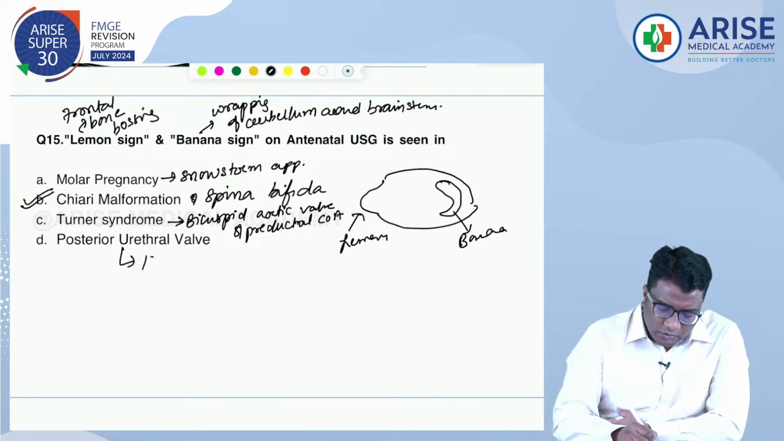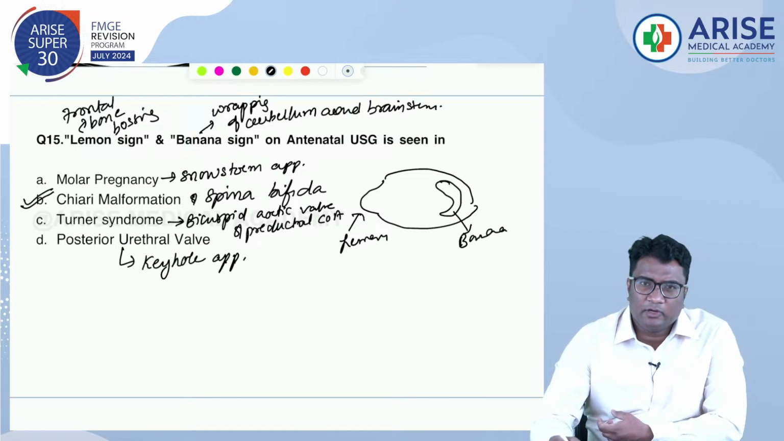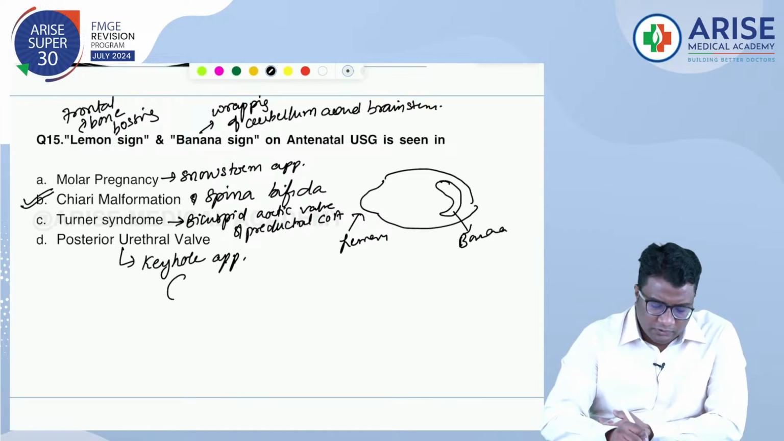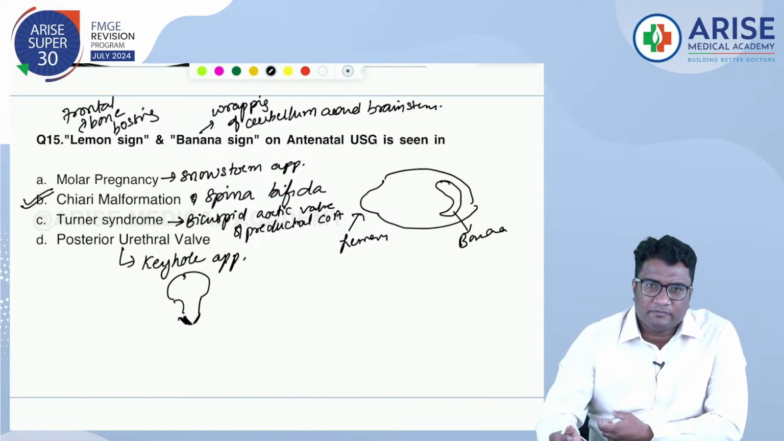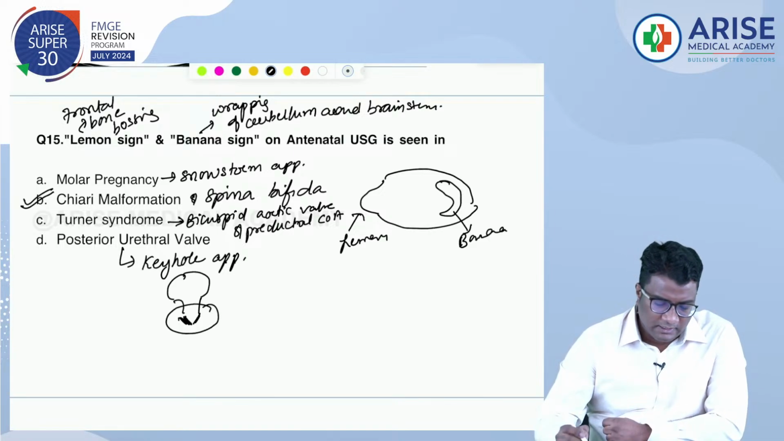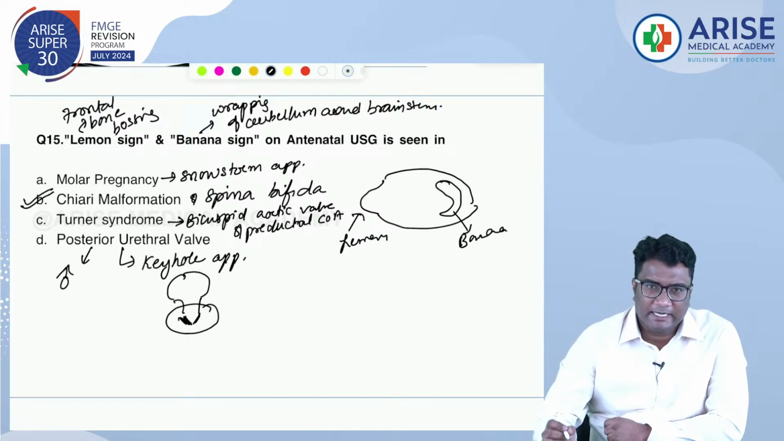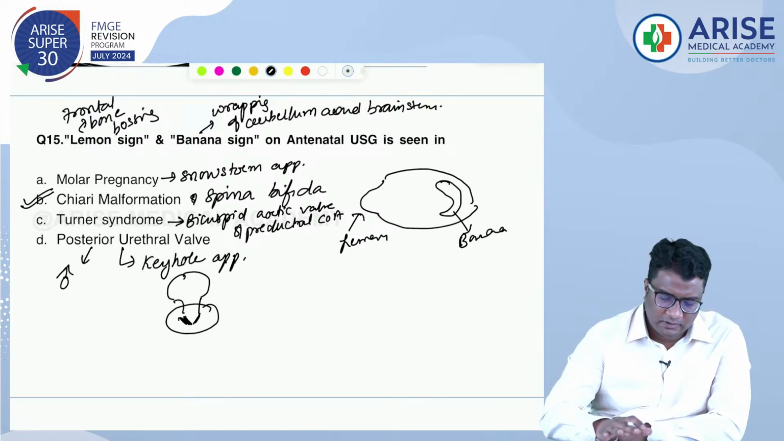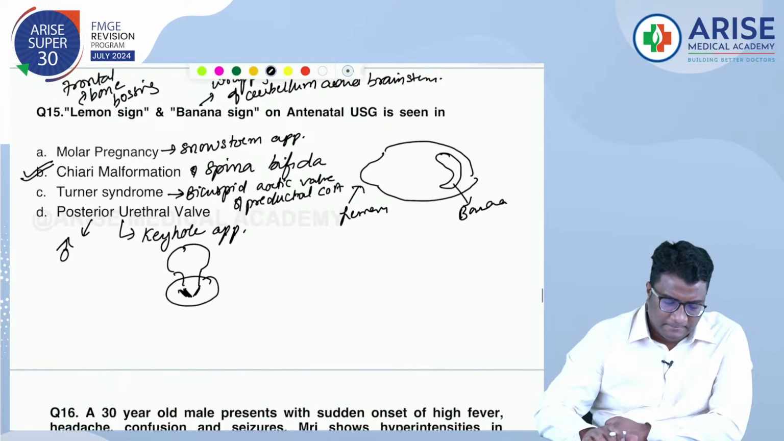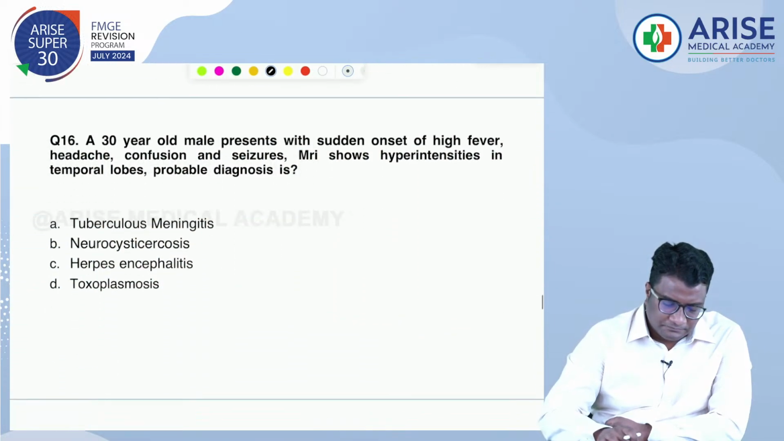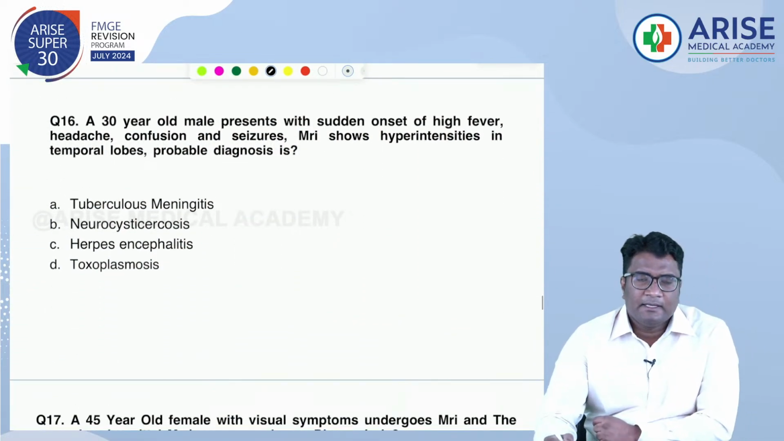Posterior urethral valve will show you keyhole appearance. Right? So keyhole appearance on antenatal scan, that is posterior urethral valve. The posterior urethral valve shows the keyhole appearance of the bladder and the posterior urethra. Classically in a male fetus, you see this keyhole appearance on antenatal scan. So these are important signs that I want you to learn. Right? Next thing. Let's look at the next one.